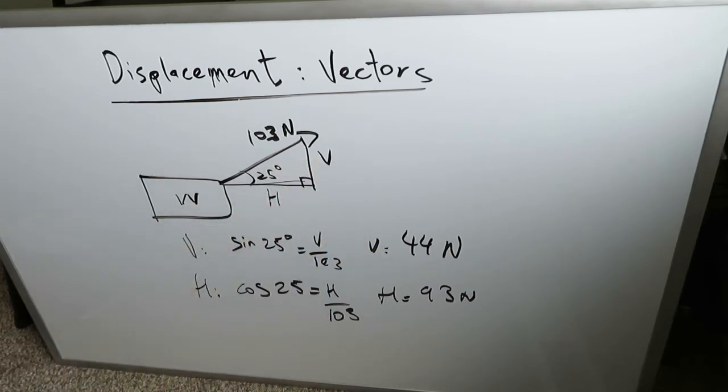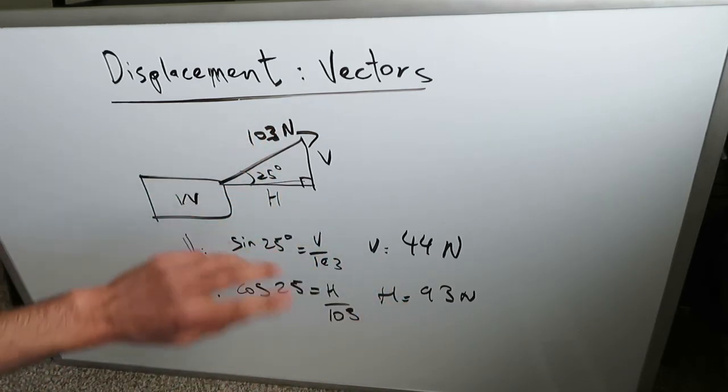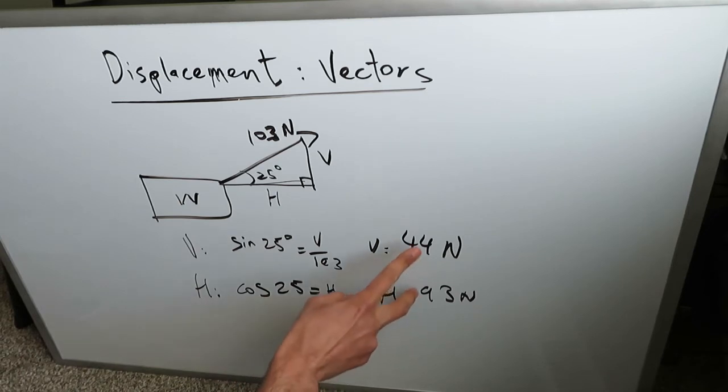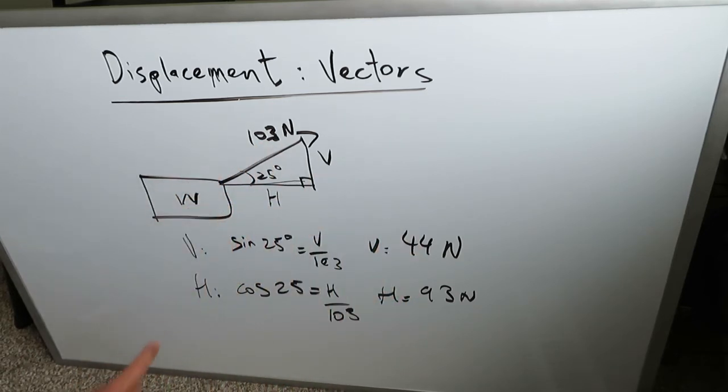is 44 newtons. You can't just add 93 and 44 and say they should add up to 103. It doesn't work that way. We've just broken down a vector into its two components, and those components don't necessarily add up to their original. Okay, they don't add up to that original, so keep that in mind. It doesn't work that way.